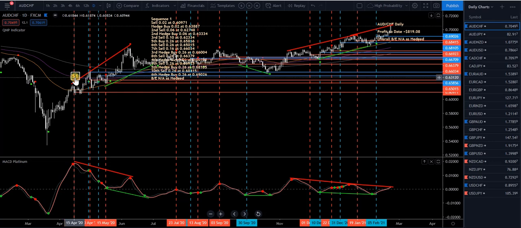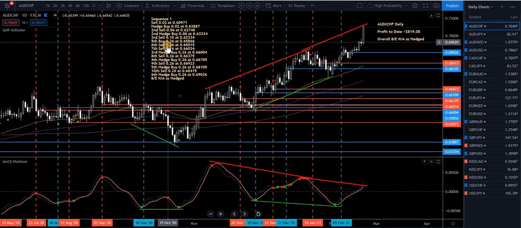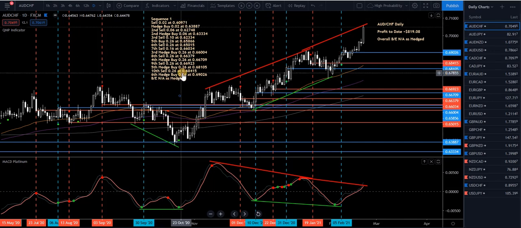So commence there. This is back in the day. I don't do the hedging technique unless there is hidden divergence, as you'll see on some of the other pairs. But these are all ones I've got to clear. So sequence 1, break even is hedged. Break even, BE, NA, not applicable, as hedged. So there's all the trades there at the moment.